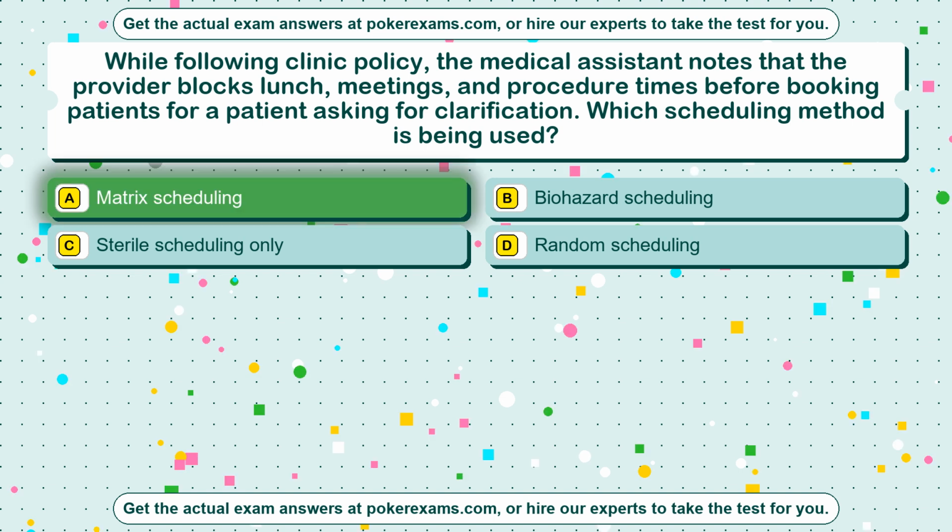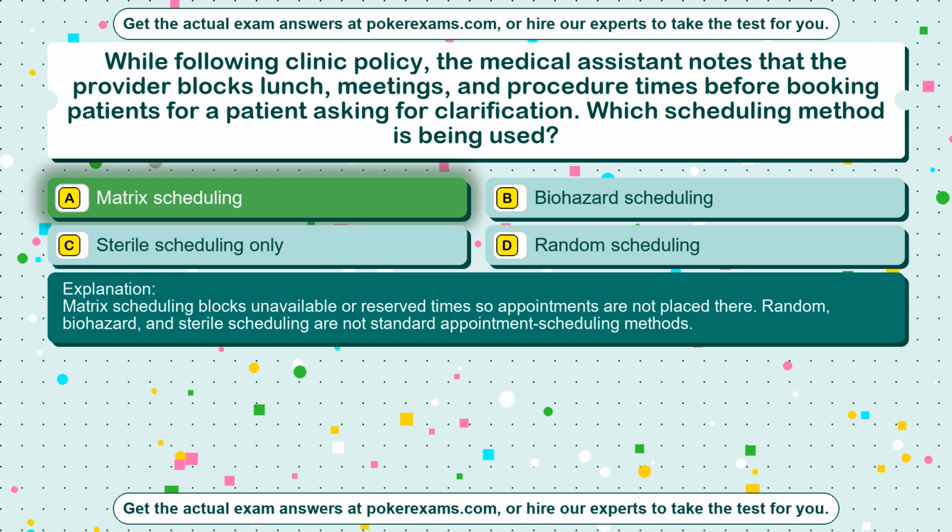The correct answer is option A, matrix scheduling. Matrix scheduling blocks unavailable or reserved times so appointments are not placed there. Random, biohazard, and sterile scheduling are not standard appointment scheduling methods.